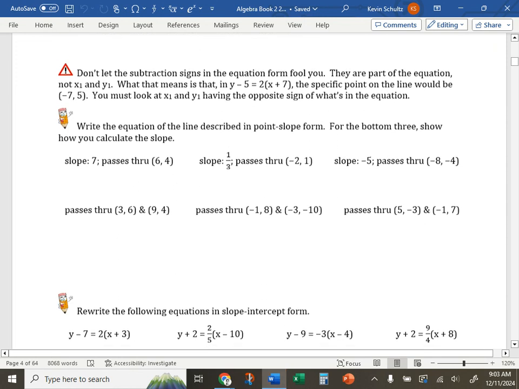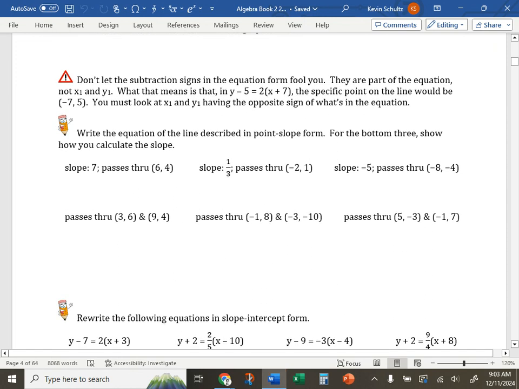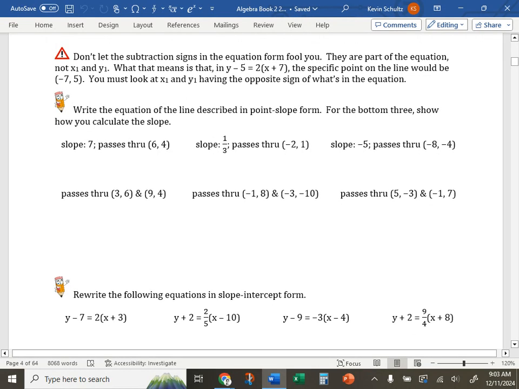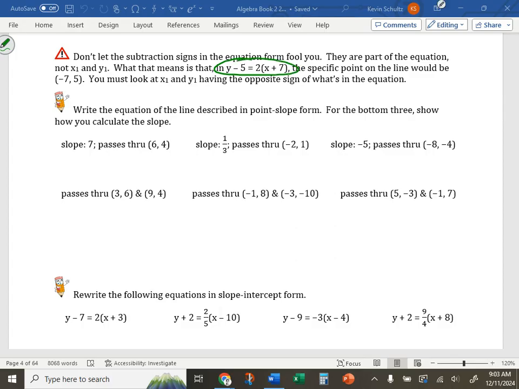So, like we saw with our slope formula, these negative signs, the subtraction signs in point-slope form get a little bit tricky, okay? It says, don't let the subtraction signs in the equation form fool you. They are part of the equation, not x1 and y1. What this means, okay, is that if I gave you this equation, our x1 value would be -7. And our y1 value would be +5.